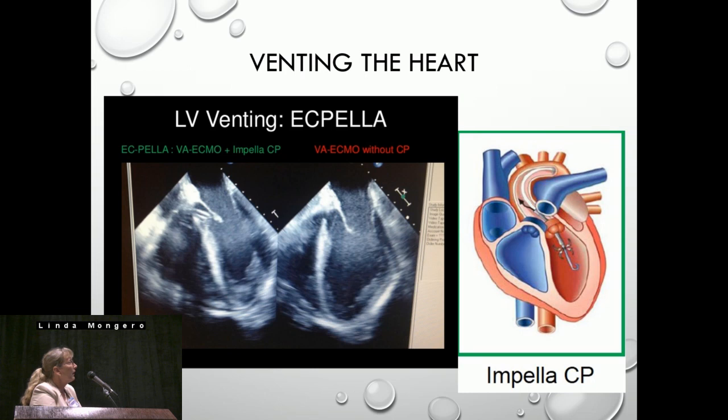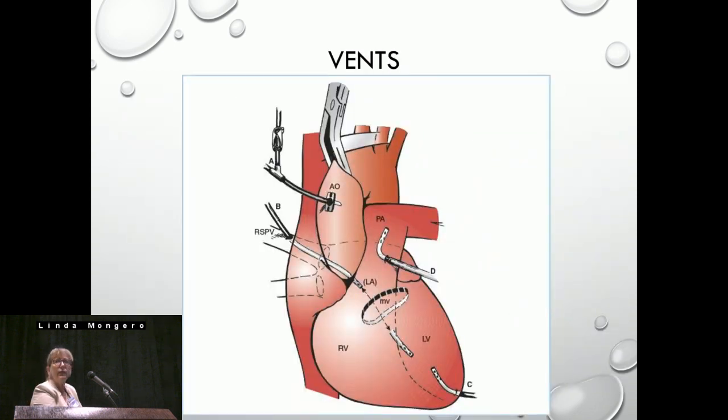Venting of the heart, again, I said left ventricular venting, ECPELLA. The Impella is used as a left ventricular vent, and it will unload the heart. Vents can come from all over the place, but you just need to be careful where you place them. So superior pulmonary vein, through the mitral valve, through the right atrium, through the mitral valve, into the left ventricle, right through the apex of the left ventricle, or right through the aorta. But all come with complications if you're not careful, if they're attached to the venous limb of the circuit.